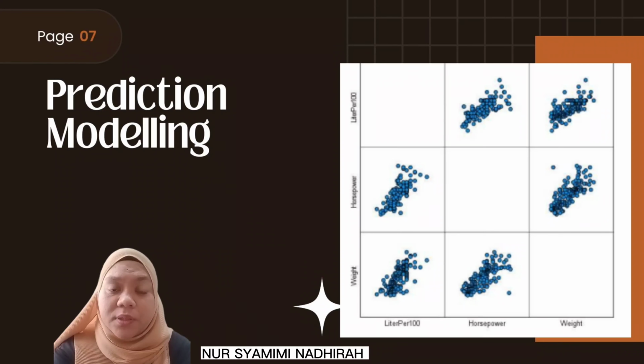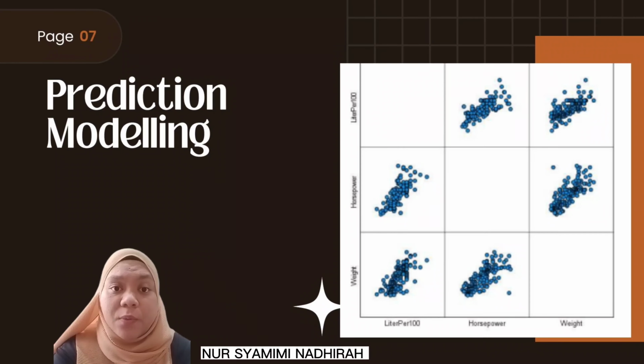The figure above shows the association between liter per 100, horsepower and weight. There is a high-level association between liter per 100 and horsepower, liter per 100 and weight, and horsepower and weight. Among the independent variables, there is a high-level association between liter per 100 and horsepower. Then, the explanation from the correlations table is that liter per 100 correlates with horsepower and weight. There is no significant correlation between liter per 100 with horsepower and weight.